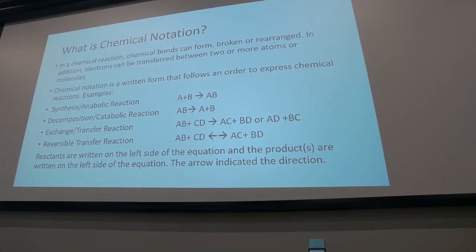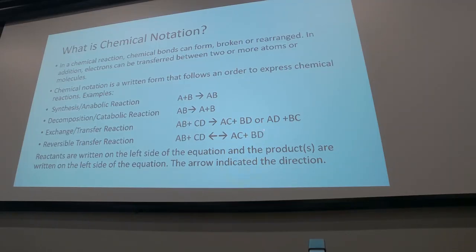And then you can have an exchange or transfer reaction. So you can have A and B plus C and D, and you can have different products. You can have AC plus BD because you combine these two with these two, or you can have a combination of A and D, like here, and B and C, like this. Proportions depend on the number of reactants and the type of the reactants. But this is a transfer or exchange.